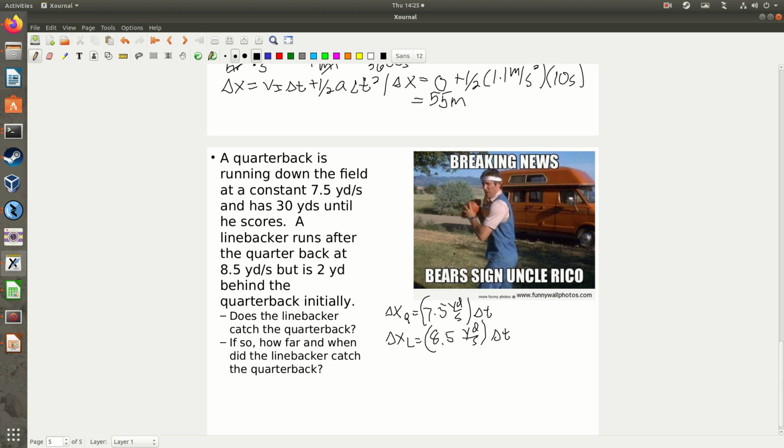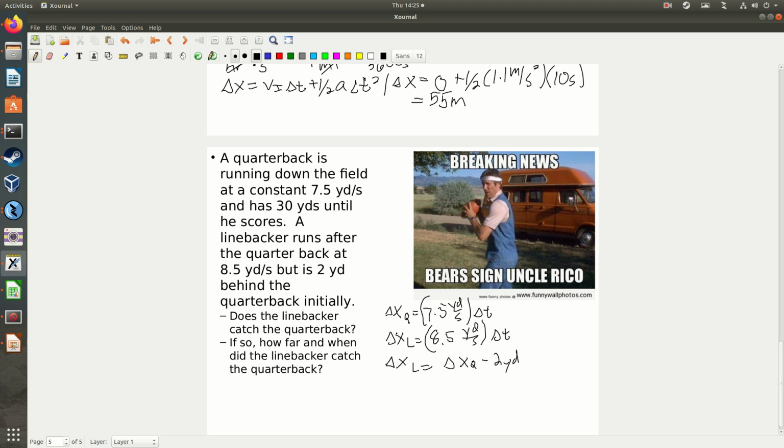Anywho, notice I said XQ and XL. The reason that I have that here is that we see that the linebacker is 2 yards behind the quarterback initially. So if the linebacker is to catch the quarterback, that means he's going to have 2 yards less of running, so that delta XL should be whatever the quarterback does, delta XQ, minus 2 yards. That's the only way it can happen, right?